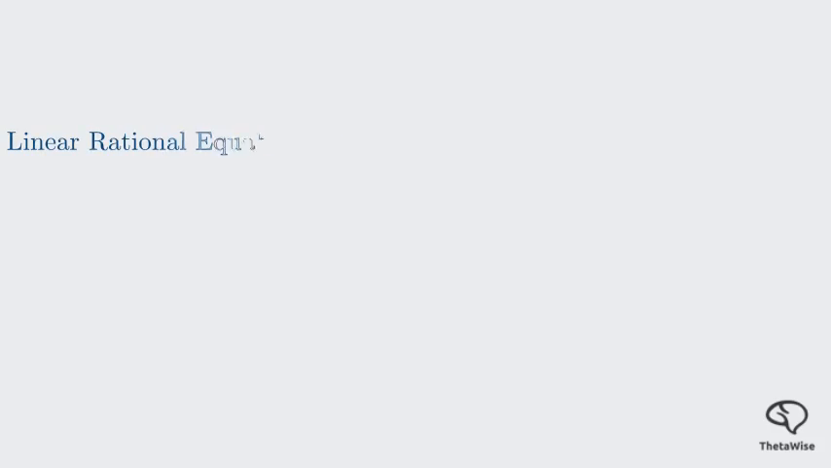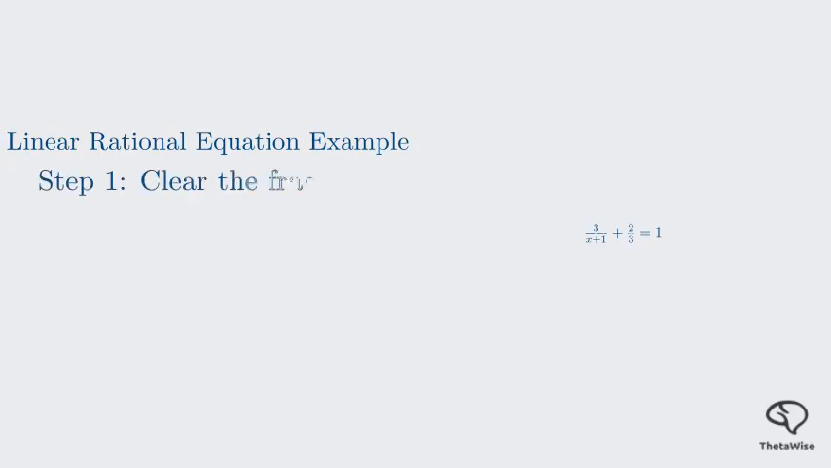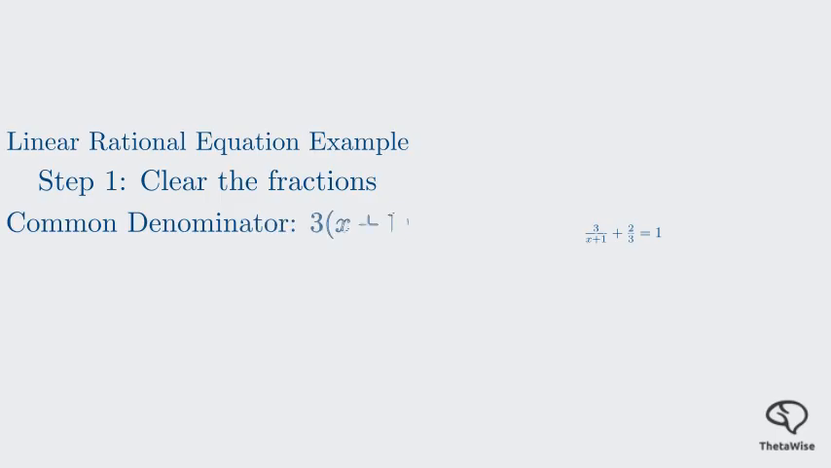To begin, let's look at a linear example. This type of question often appears in the early parts of an IGCSE paper. Our objective here is to solve for x in the equation 3 divided by the quantity x plus 1, plus 2/3, equals 1. The first step in any rational equation is to clear the fractions. We want to find a common denominator for all terms. The common denominator here is 3 times the quantity x plus 1. We will multiply every single term in the equation by this expression to eliminate the denominators.